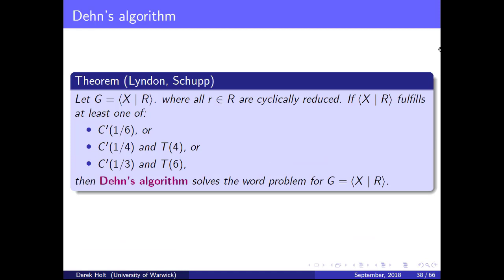This is due to Lyndon and Schupp, and it's essentially the small cancellation analog of what they did. It was originally about something that Greendlinger dealt with. Lyndon and Schupp's argument is more geometric. They used the geometry of Van Kampen diagrams, which is something I'm not really talking about in this short course.